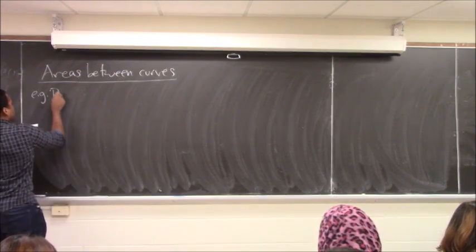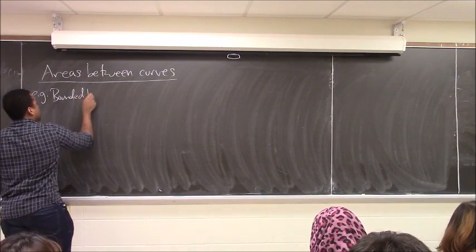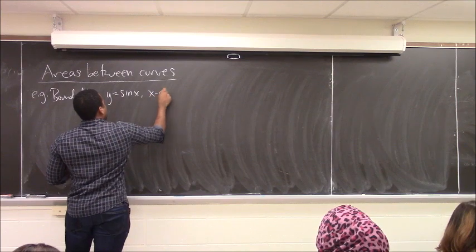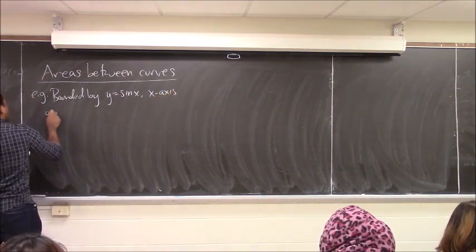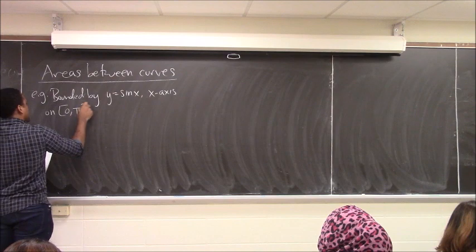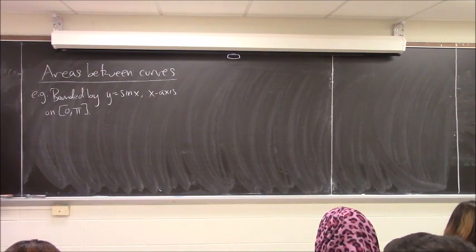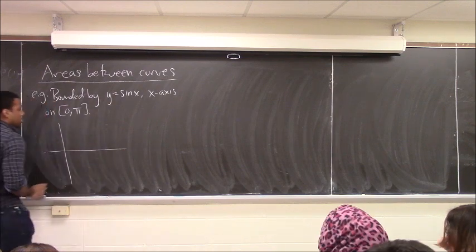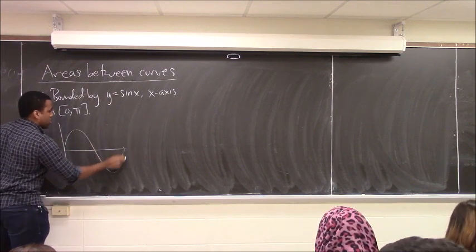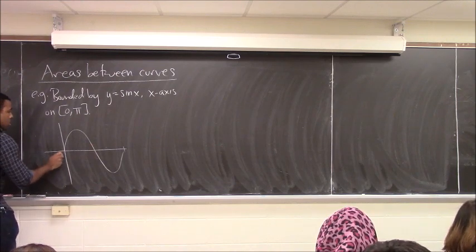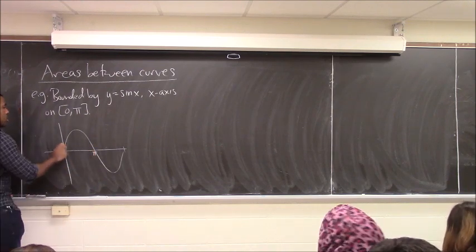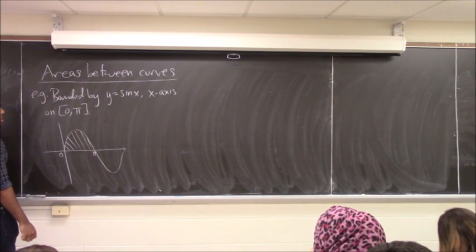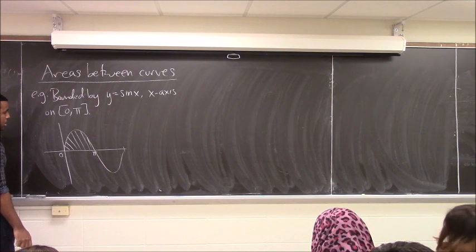Area bounded by sine x and the x-axis on 0, pi. So sketch a picture of that. That's what the sine graph looks like on 0 to 2 pi, but we care about 0 to pi. So we care about finding this area right here. Now, that's just the area under the curve. We know that by definition.